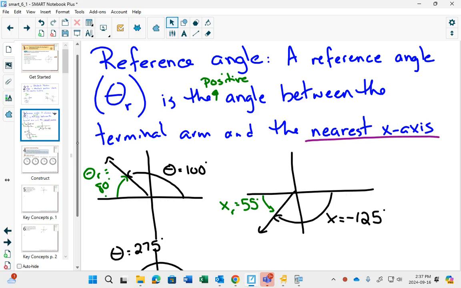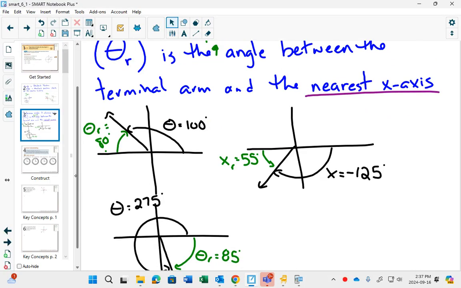The reference angle is always the angle between the terminal arm, where the angle ends, and the nearest x-axis. I will label that in purple. This angle ends here, this angle ends here, this angle ended there. The nearest x-axis doesn't have to be the positive x-axis. In this case, it's closest to here. In this one, it's closest down. In this one, it's closest to that.